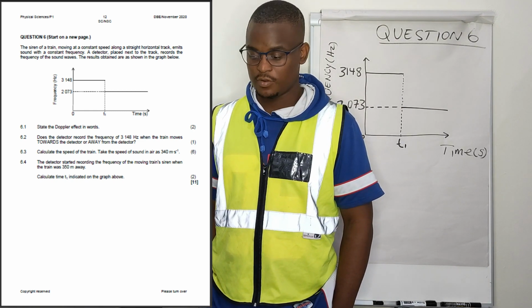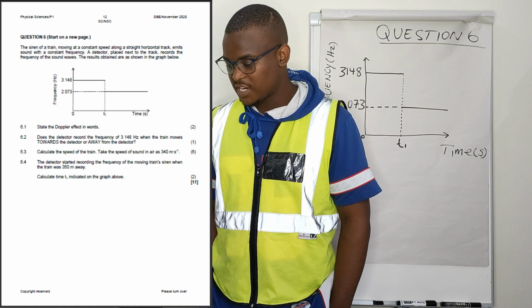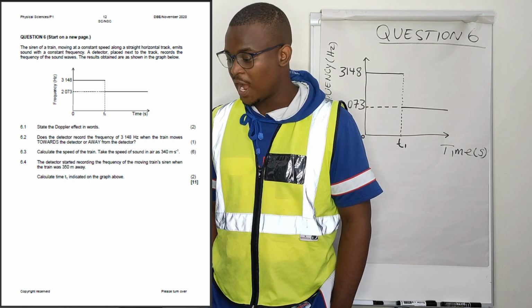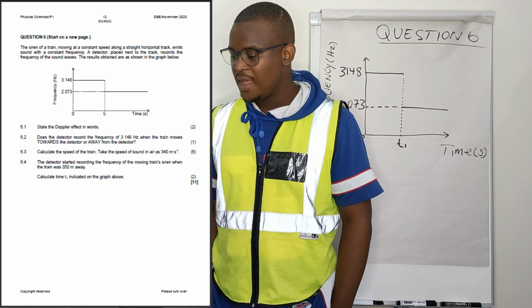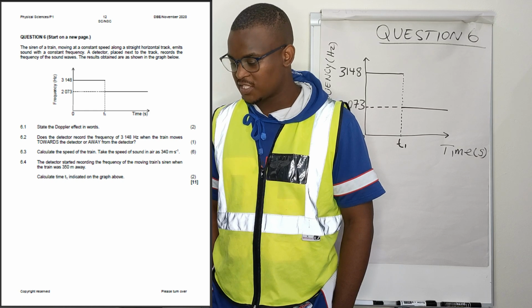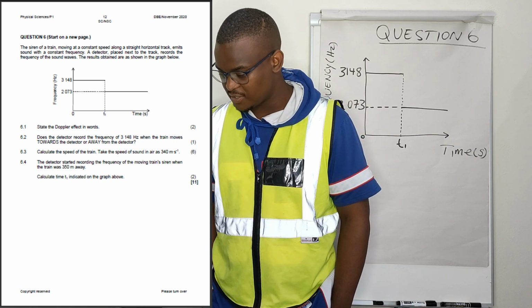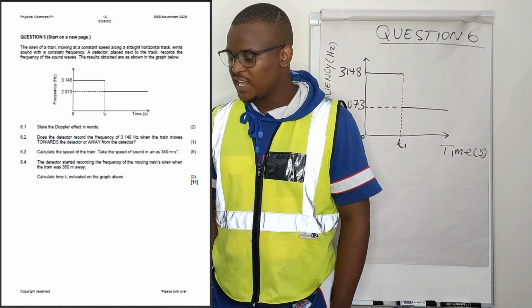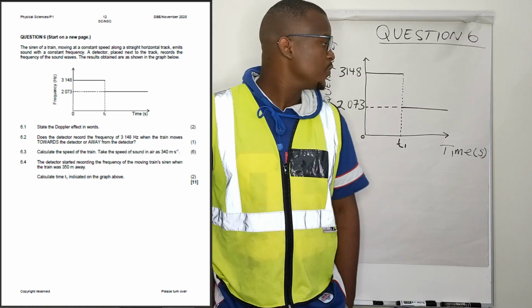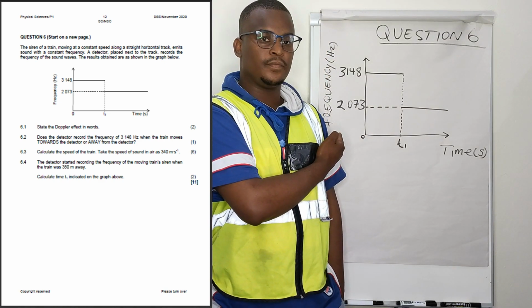So the question reads as follows. The siren of a train moving at a constant speed along a horizontal track emits sound with a constant frequency. A detector placed next to the track records the frequency of the sound waves. The results obtained are shown in the graph below, which is this graph here.